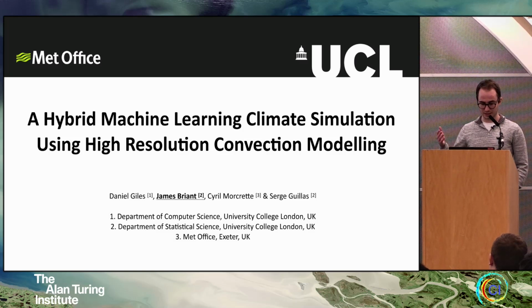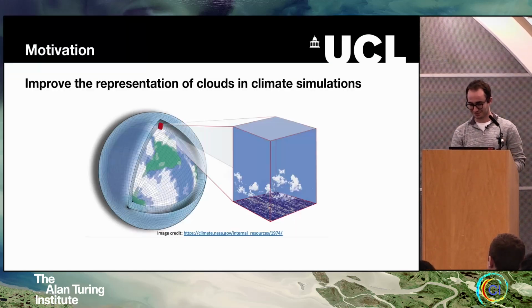We're going to be presenting a hybrid machine learning climate simulation using high-resolution convection modelling, which I appreciate is also a mouthful. Climate models operate on too coarse a resolution to properly resolve the cloud-generating processes, and this has been a historical problem in climate models for a long time. Our big idea is, can we somehow capture the variability that is present in the outside world but also in weather forecasts, and somehow inject that variability into the climate models?